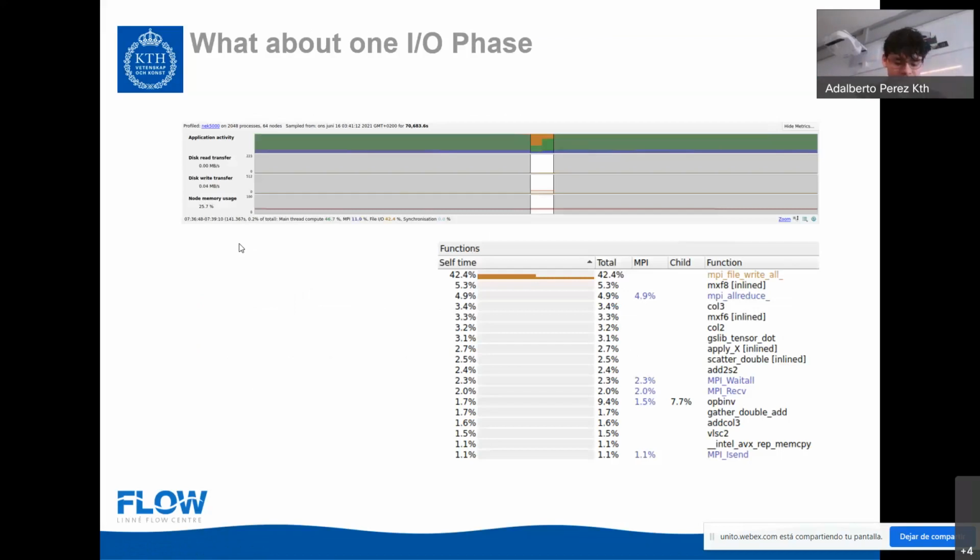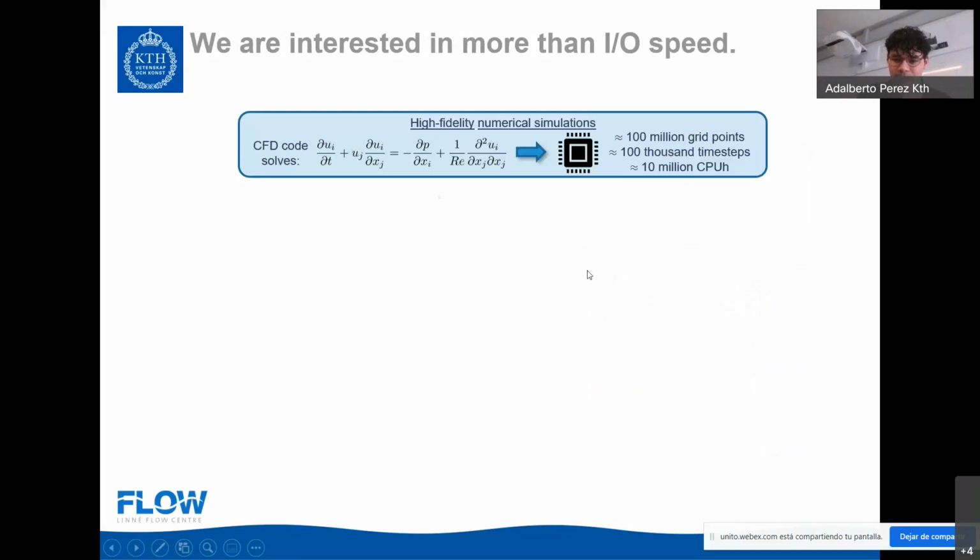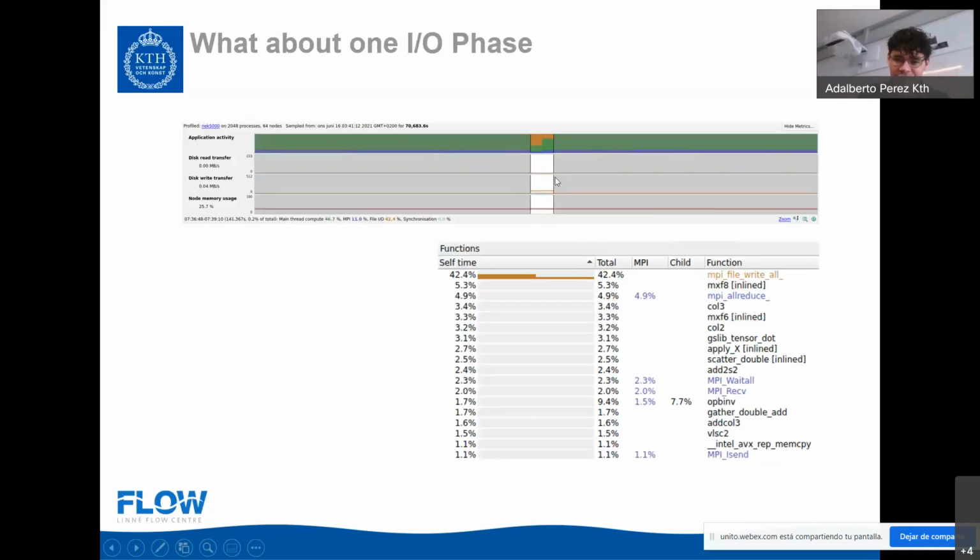If in the profiling we look at one I/O phase, then again, no surprises here. We see that the most used function in that I/O phase is, of course, MPI file write all, as would be expected. And there are some other things happening in the background too.